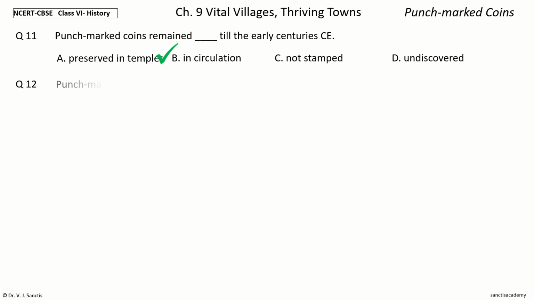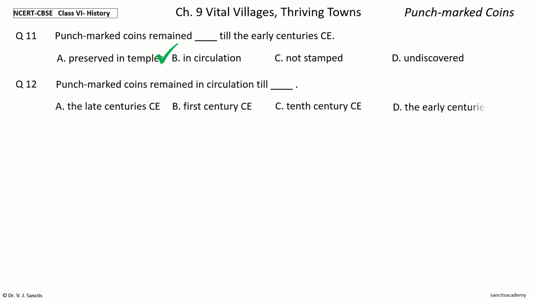Last question, question 12. Punch-marked coins remained in circulation till dash. The options are the late century CE, first century CE, 10th century CE, the early centuries CE. Your time to choose. And the answer is the early centuries CE. So, punch-marked coins remained in circulation till the early centuries CE.